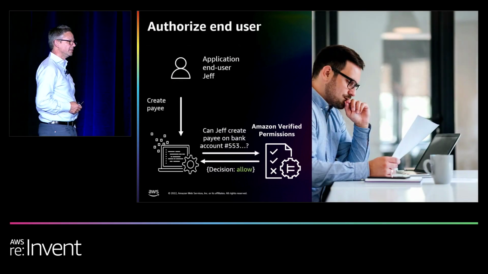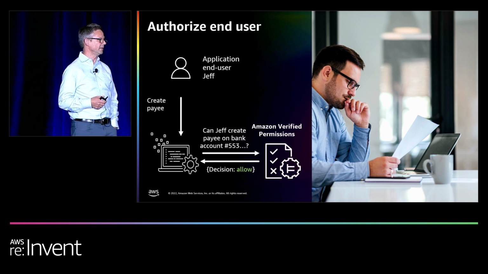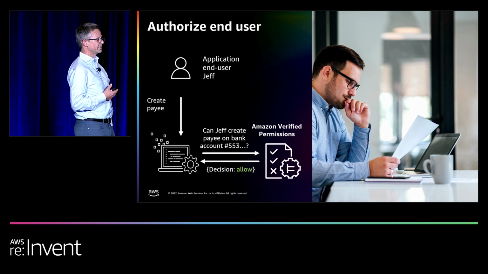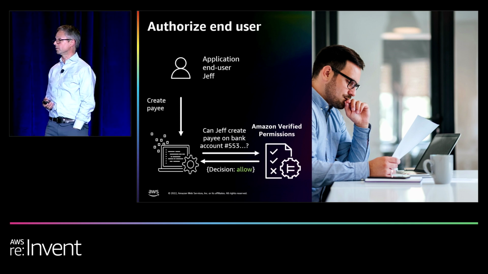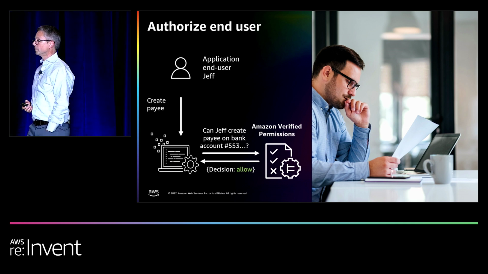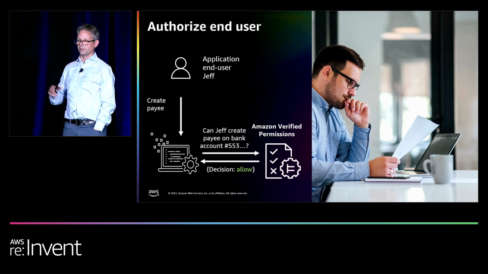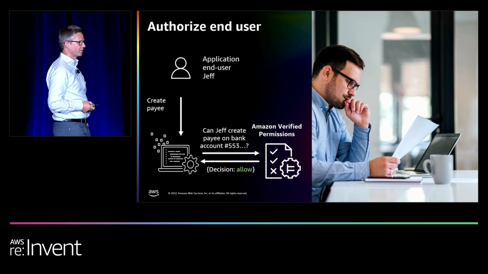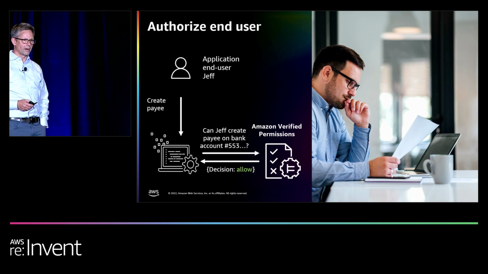So that when our application end user, Jeff, logs onto the application and, for example, tries to create a payee on the account, the application calls Verified Permissions and says, I've got this user, Jeff. He's trying to take this action, create payee on this account, user 553. Is this permitted or not? And the permissions management system is going to come back with an allow or deny based on an evaluation of the policies. And this is all going to happen in a matter of milliseconds. Jeff is going to be blissfully unaware that his permissions have been checked, and assuming he's allowed to do it, he's going to carry on and create that payee.